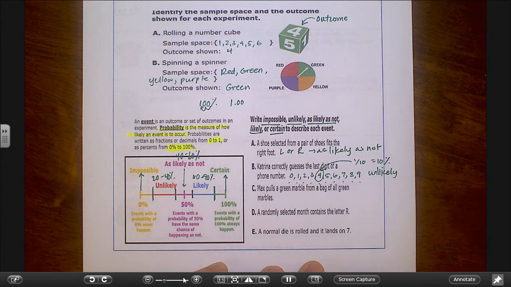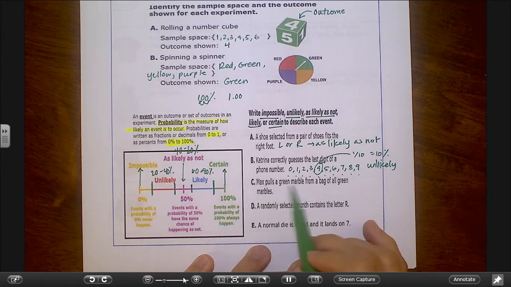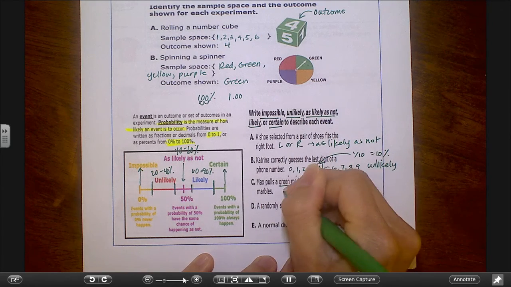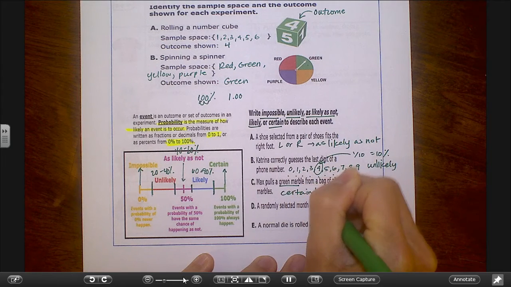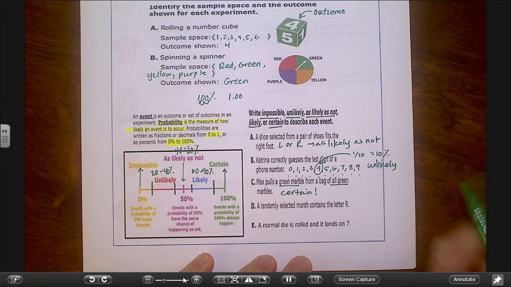category. And you don't have to do these like with actual probability. I'm just kind of showing you right now. Max pulls a green marble from a bag of all green marbles. Well, I would say that's certain. If the only option is green, then of course he's going to pull a green one.